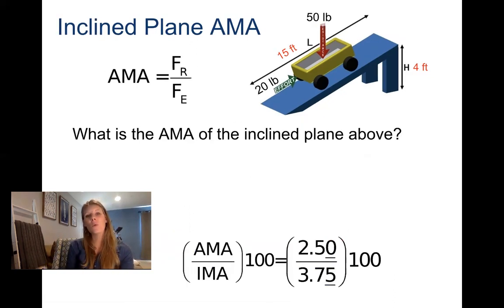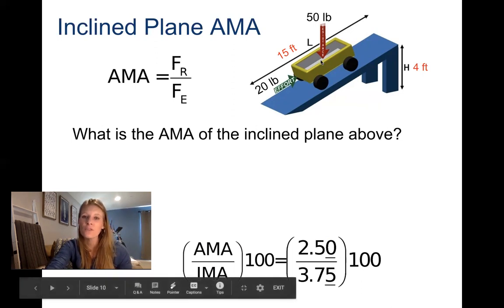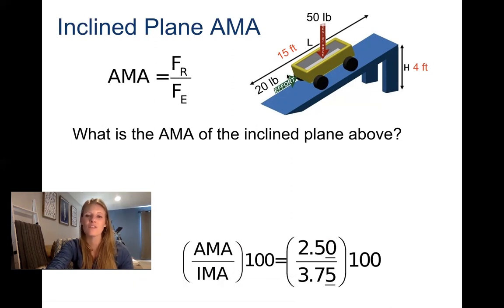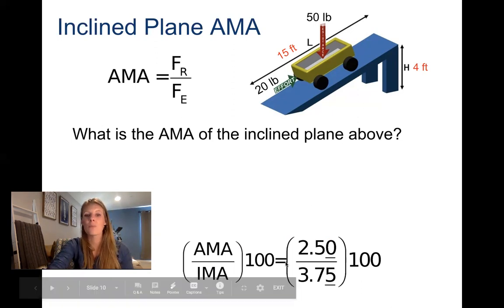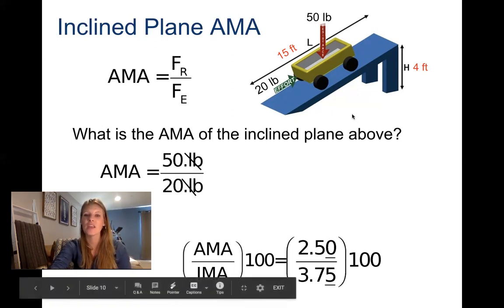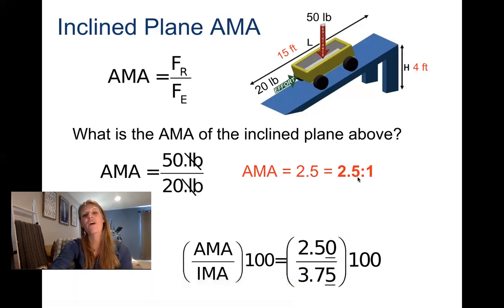Okay, so now with the inclined plane, we're going to see forces. When you're given forces instead, then you know that you're going to calculate your actual mechanical advantage, not your ideal. So AMA-free, your resistance force goes on top. It looks like we have a resistance force of 50, and then our effort force is 20, okay? So I have to push 20 pounds of force, but I can therefore move 50 pounds of force. You can see that obviously we have a mechanical advantage greater than 1. When I take 50 over 20, I get an AMA of 2.5 to 1.